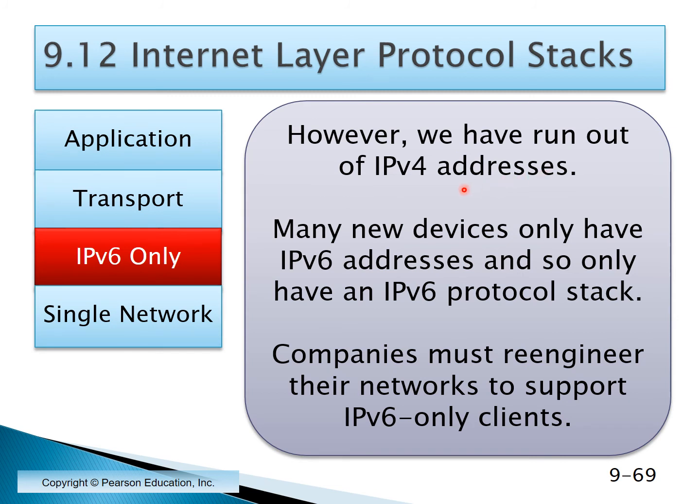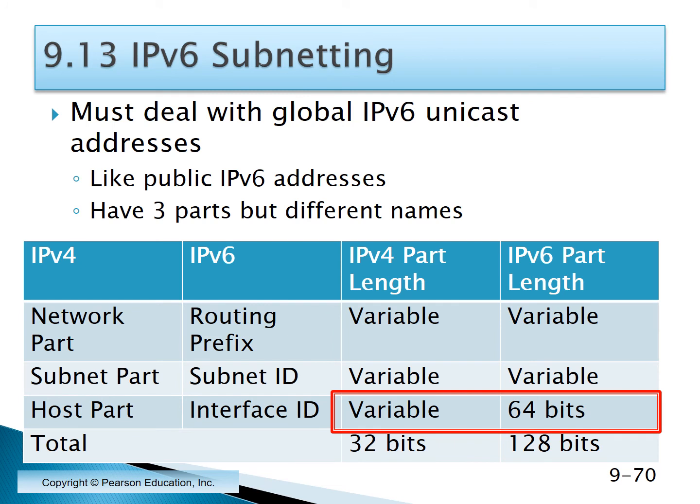As we know, we have run out of IP4 addresses. So many new devices now only have IP6 addresses, so only have an IP6 protocol stack. If the devices can only run IP6, then it will not work with old devices that can only support IP4. So companies must re-engineer their networks to support IP6-only clients. That means some of the routers or hubs that are too old and do not support IP6 cannot be used anymore.